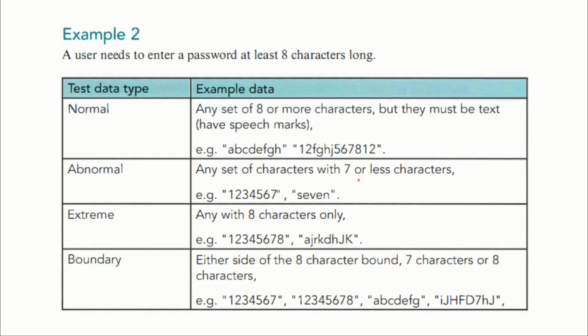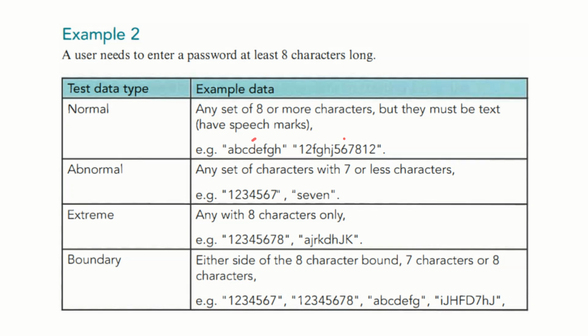Okay, so let's look at this. Here, a user needs to enter a password at least 8 characters long. So this is correct because it is at least 8 characters long. Abnormal, 7 characters: 1, 2, 3, 4, 5, 6, 7. So this is normal, this is abnormal. And extreme, we can pick exactly 8 characters. And boundary, one of them will be accepted, one of them will be rejected. So this is 7 and this, so this and that, any of them. So here you put the and over here, then here you put the and over here.